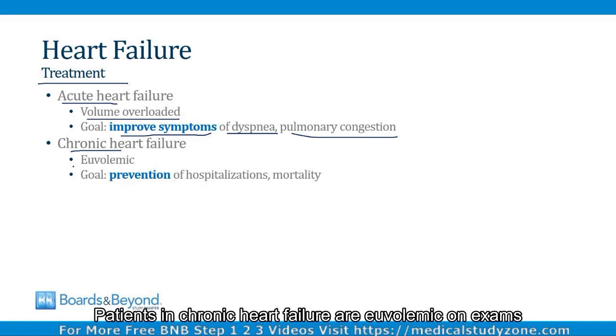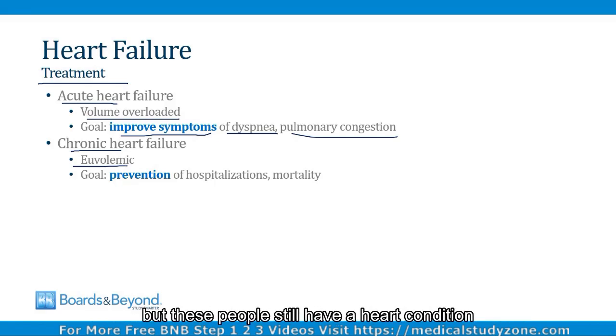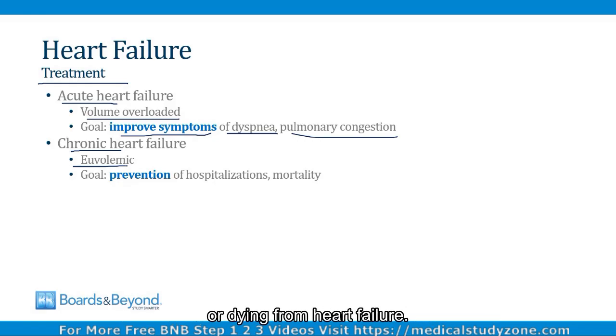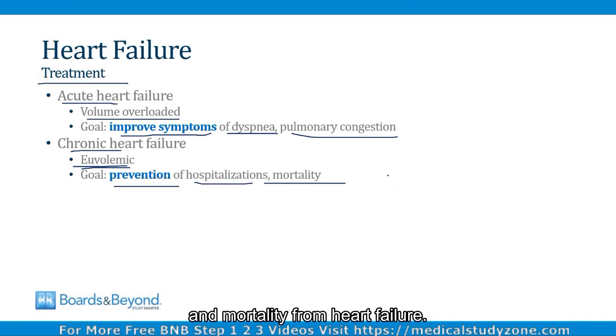Patients in chronic heart failure are euvolemic on exam, so they no longer have rales, they no longer have edema, but these people still have a heart condition and they're at very high risk of being hospitalized or dying from heart failure. So the goal in treating chronic heart failure is not to improve symptoms because patients are already euvolemic. The goal is to prevent things like hospitalizations and mortality from heart failure.